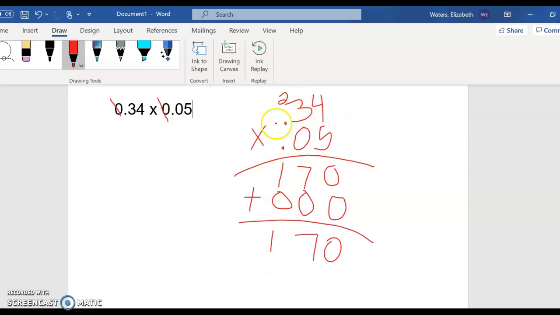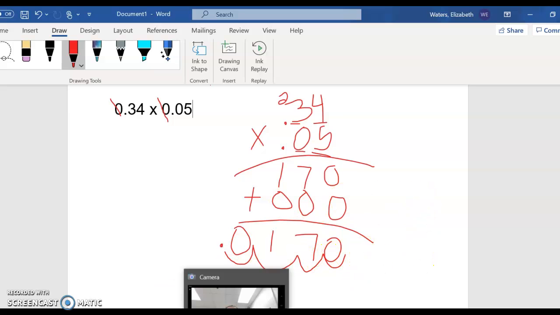You have to go back up here and count your numbers to the right of the decimal. 1, 2, 3, 4. Uh-oh, that means I need 4 numbers to the right of the decimal down here. 1, 2, 3, 4. And everybody, now since we have an empty space, that becomes a 0. So your answer is 170 thousandths. You don't need to know how to say that though, as long as you know how to answer that.